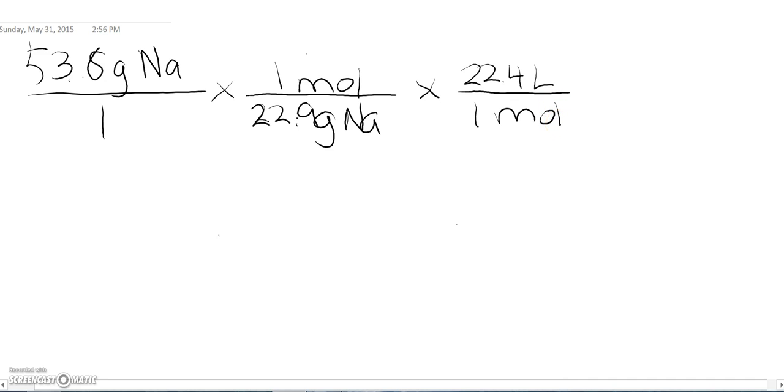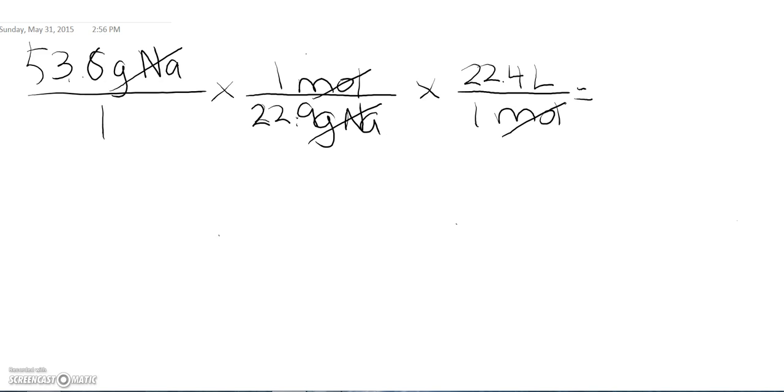So as you can see, this gets a little bit confusing, but we'll walk through the steps in order to get from mass to liters. So first we want to get rid of that mass unit. So we set up the conversion factor in a way that the grams will then cancel out. We also want to get rid of the mole unit. So that's also set up in a way that will cancel out. So this leaves us with 53.8 times 1 over 22.9 times 22.4 liters over 1.